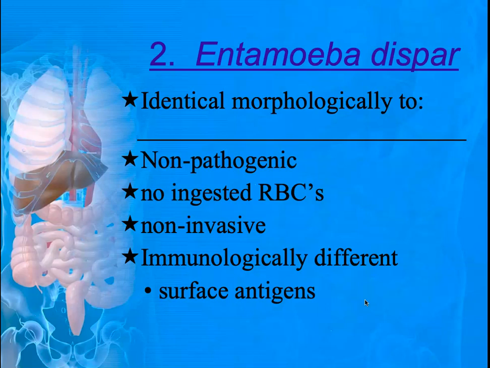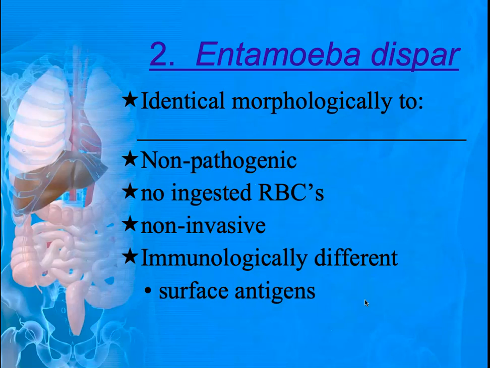So remember, no other parasite does this except Entamoeba histolytica. So you will not see ingested RBCs. Like I said, it's non-invasive and it's serologically different. So the surface antigens are different. We can distinguish them that way. The motility is also non-directional. It's aimless. It's not progressive motility like Entamoeba histolytica, although sometimes you don't get to see motility, and Entamoeba histolytica isn't always going to ingest RBCs.